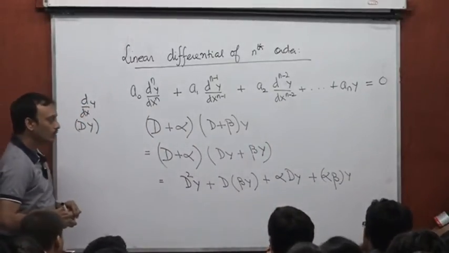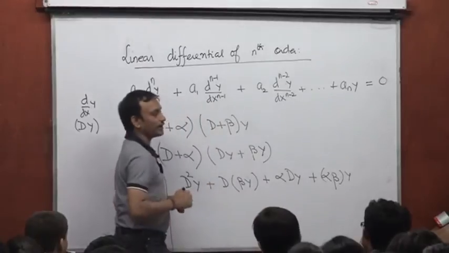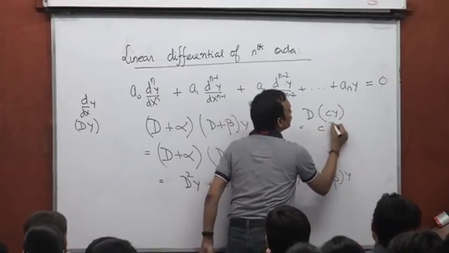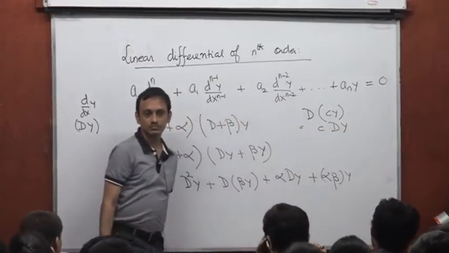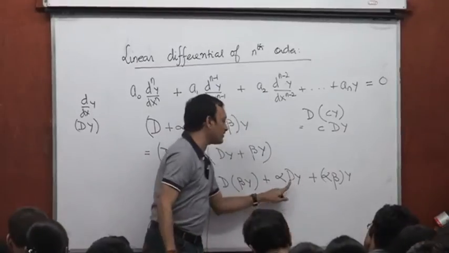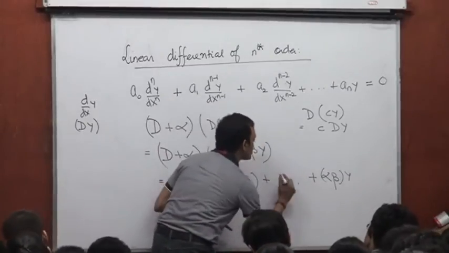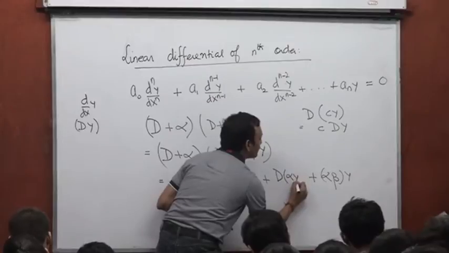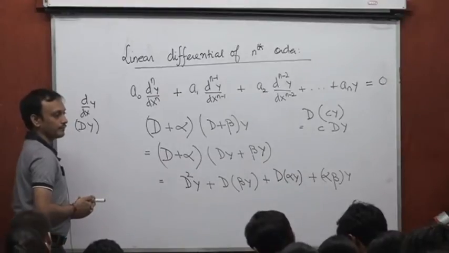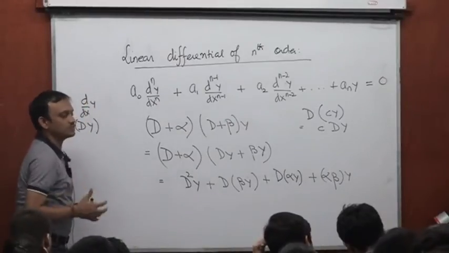Now alpha into D acting on y: realize that D of a constant times y is the constant times D acting on y, isn't it? So alpha is a constant, and alpha into D acting on y would mean D acting on alpha y. So I could replace this by D acting on alpha y, right?